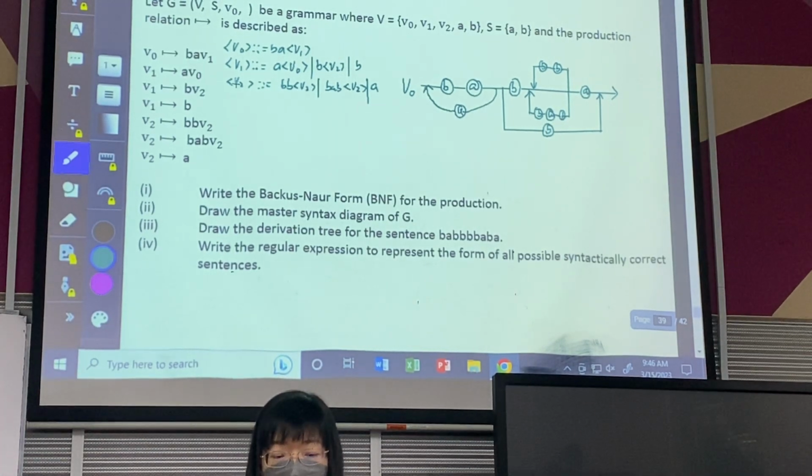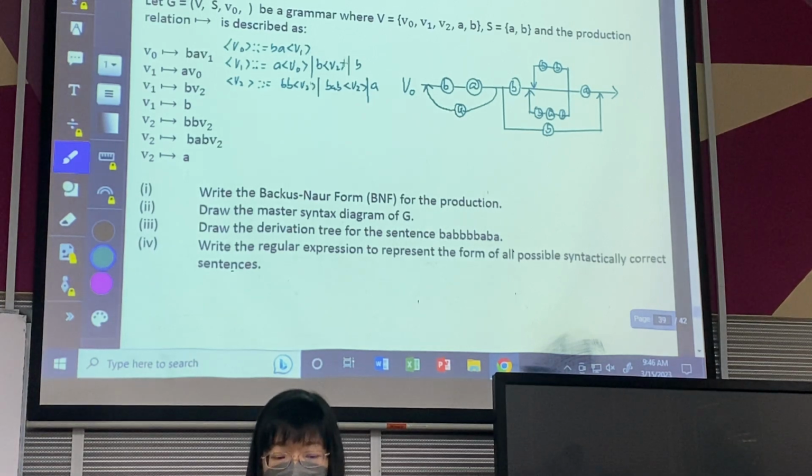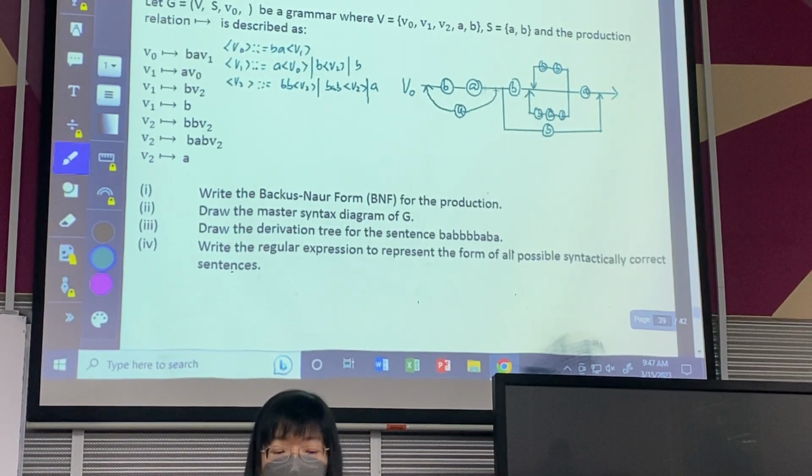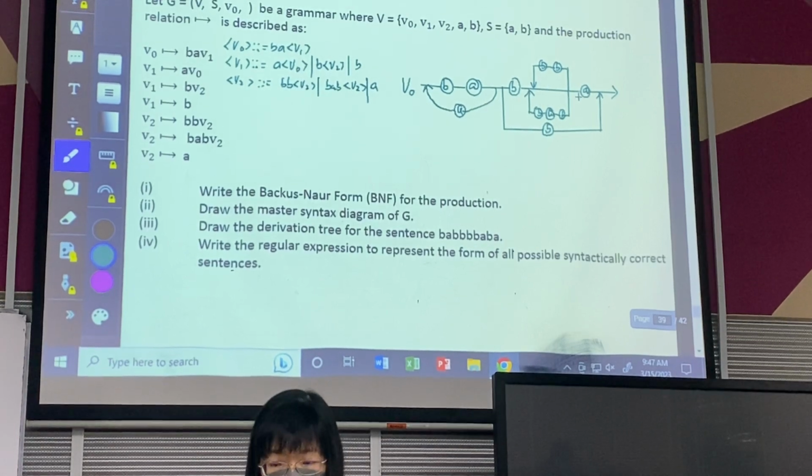Then at the V2 here, also 3 alternatives. The first one is BBV2 or BABV2. So this is a loop back to V2. You have these two, BB or BAB. And the third one is A, going out.